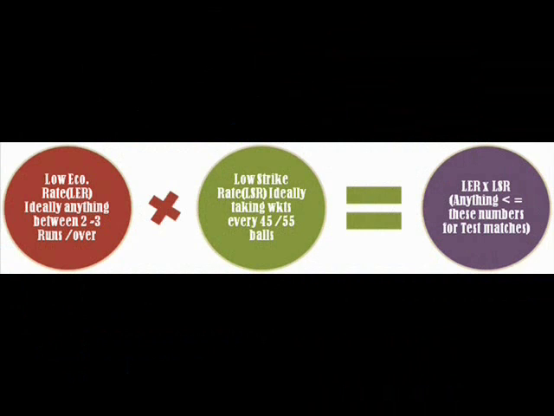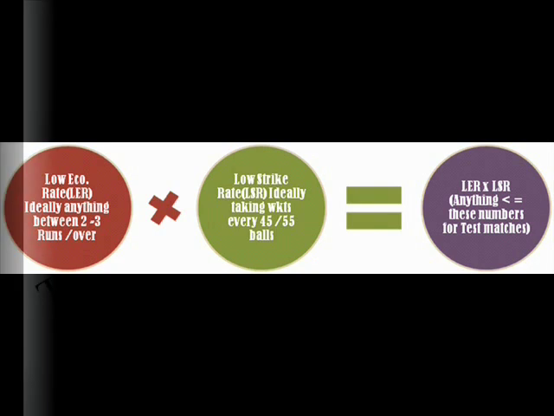Low economy rate and low strike rate. This is an X factor for a bowler. In a cricket match, in all situations, a captain wants his bowlers to give less runs and pick wickets in less overs. Low economy rate is runs per over. Low strike rate is balls per wicket. You multiply these two and you will get the most accurate indicator for a bowler, which can be used in any form of the game.